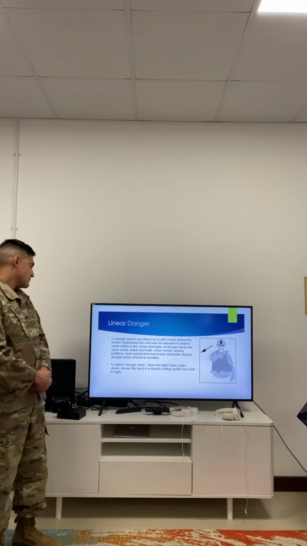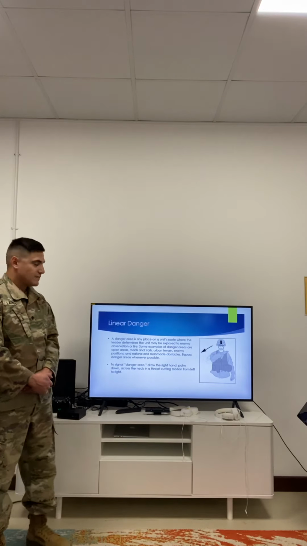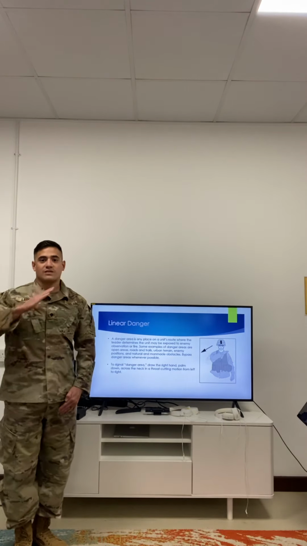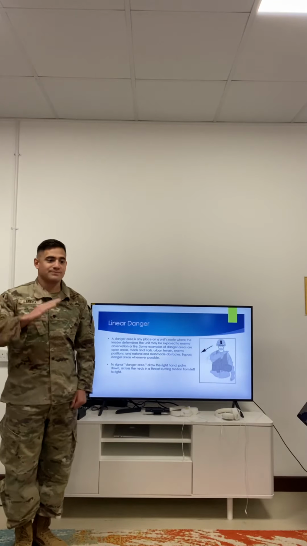To signal danger area, draw the right hand, palm down, across the neck in a throat-cutting motion from left to right. So this is the demonstration. Linear danger.